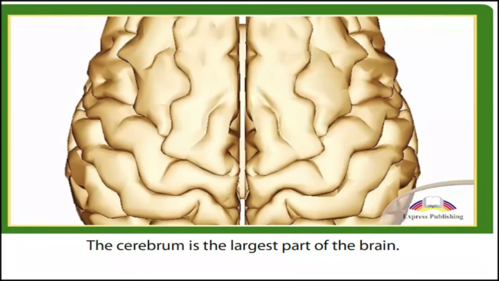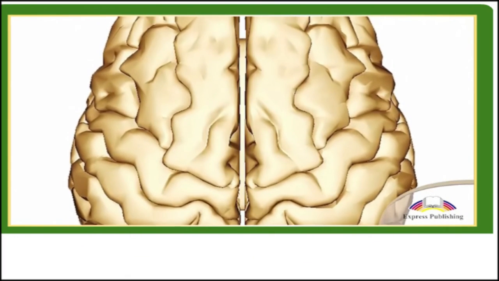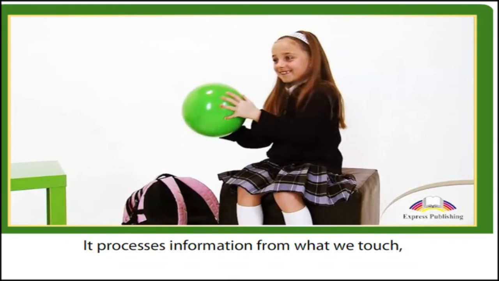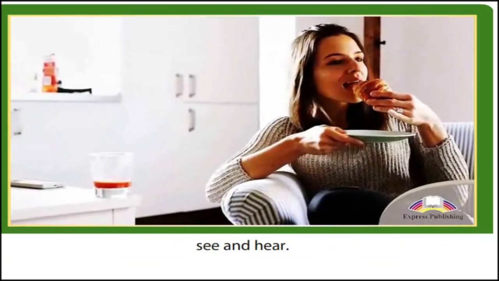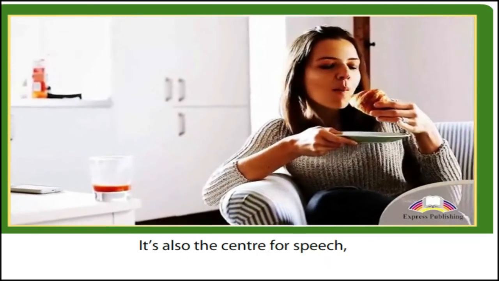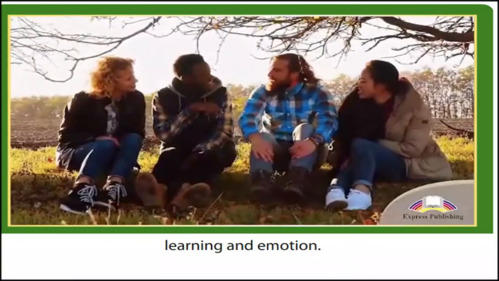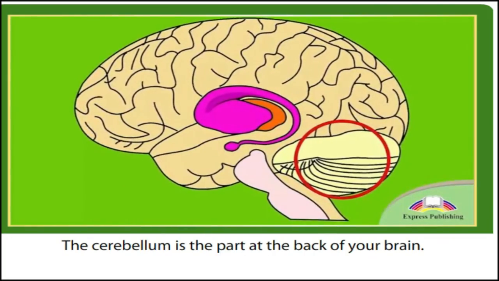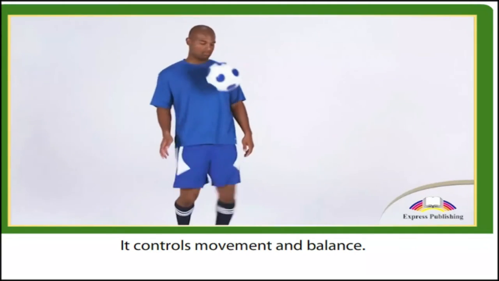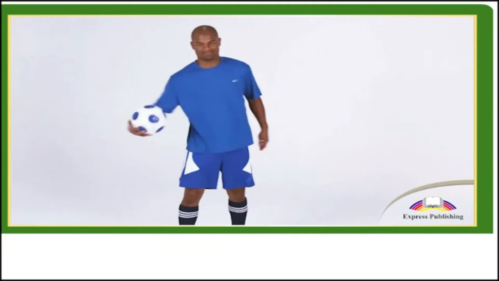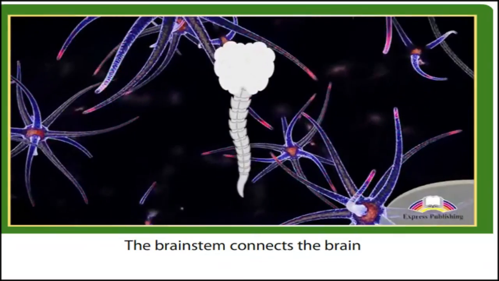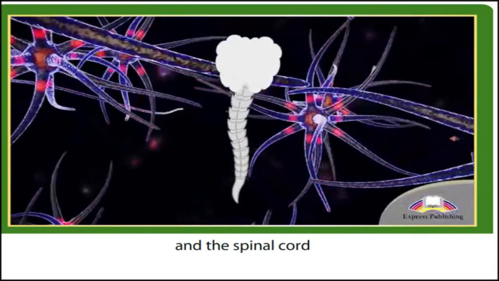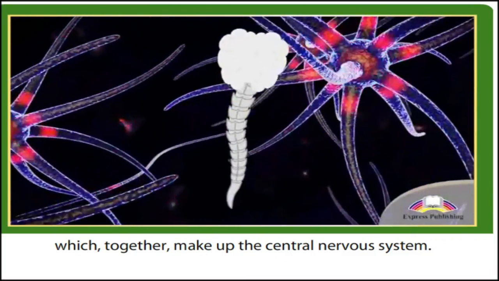The cerebrum is the largest part of the brain. It processes information from what we touch, see, and hear. It's also the center for speech, learning, and emotion. The cerebellum is the part at the back of your brain. It controls movement and balance. The brainstem connects the brain and the spinal cord, which together make up the central nervous system.